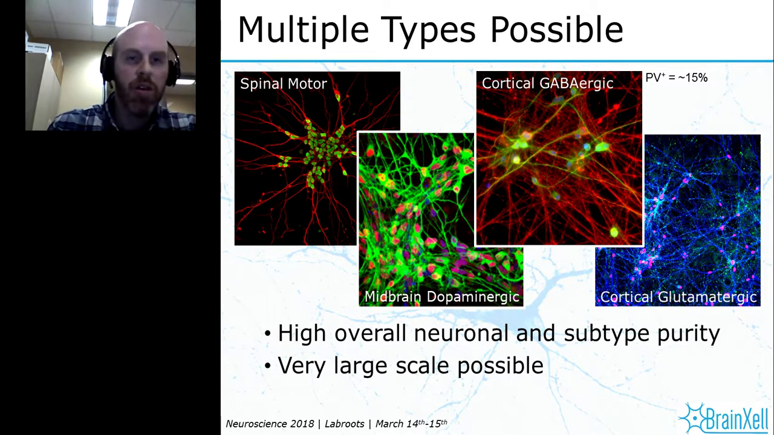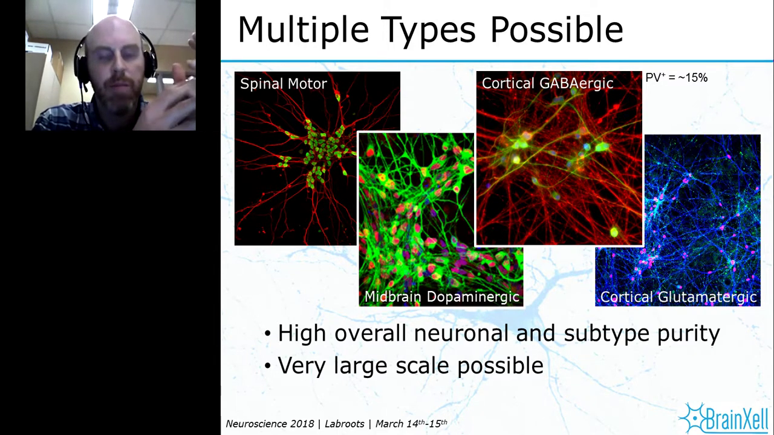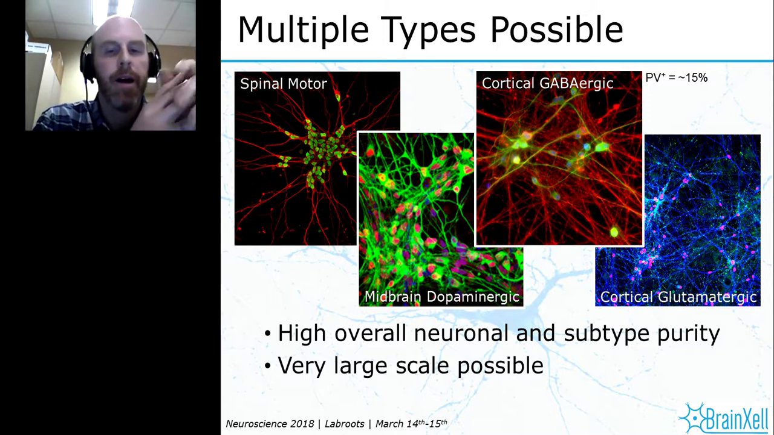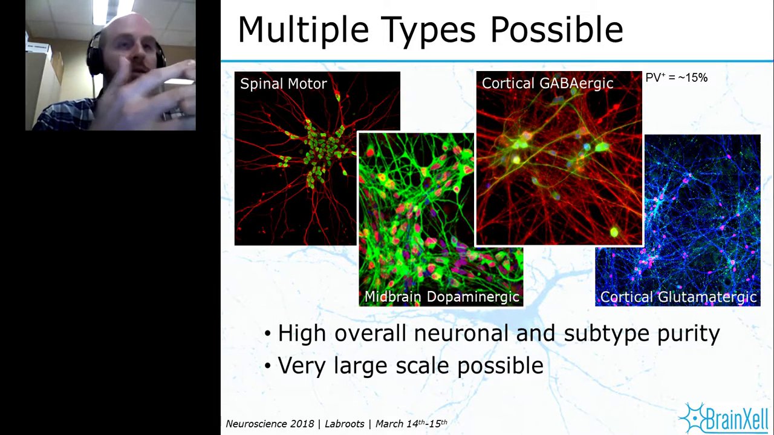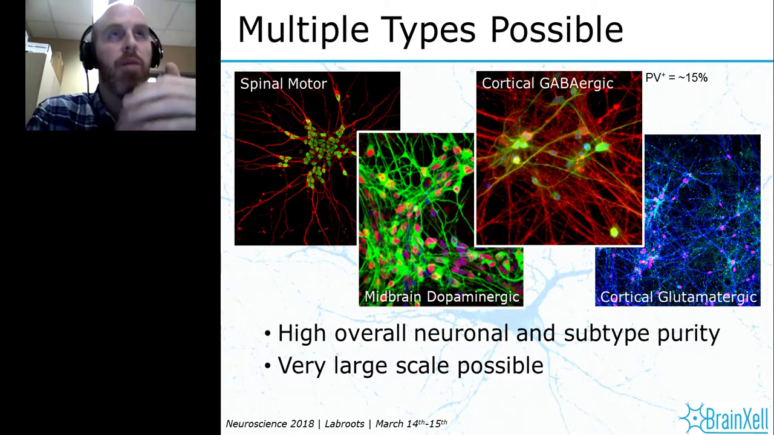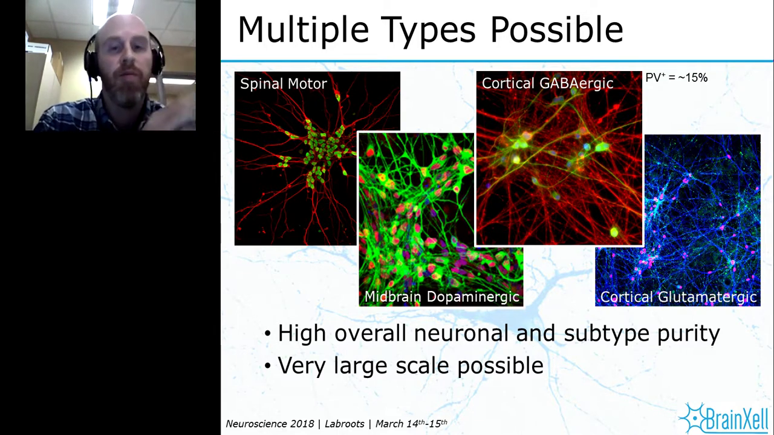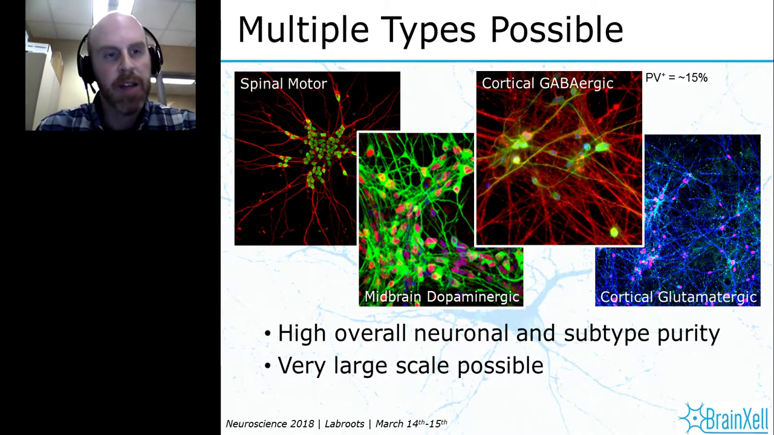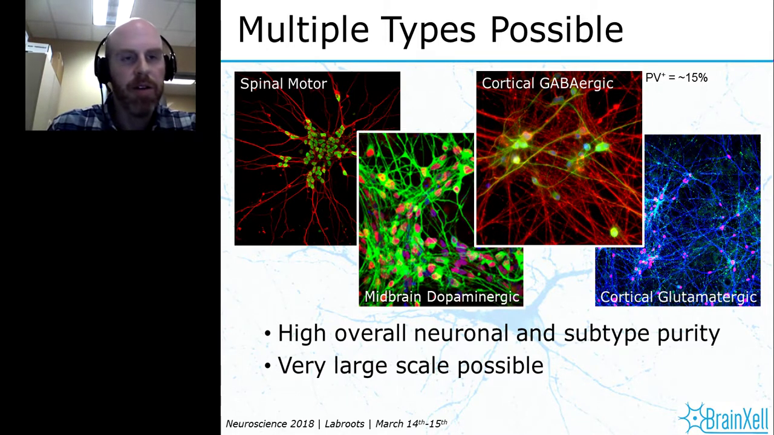And these cells, using contemporary technology, can be generated with a very high overall neuronal purity, and they can also be generated with high purity of the neuronal subtype. So, for example, the percentage of all your neurons that are motor neurons, that purity can also be very high when the differentiations are done in a very controlled way. And as I hinted at in several slides ago, very large scales are possible. And we'll talk a little bit about that at the end of the presentation when we're focusing on the screening campaign that we did.